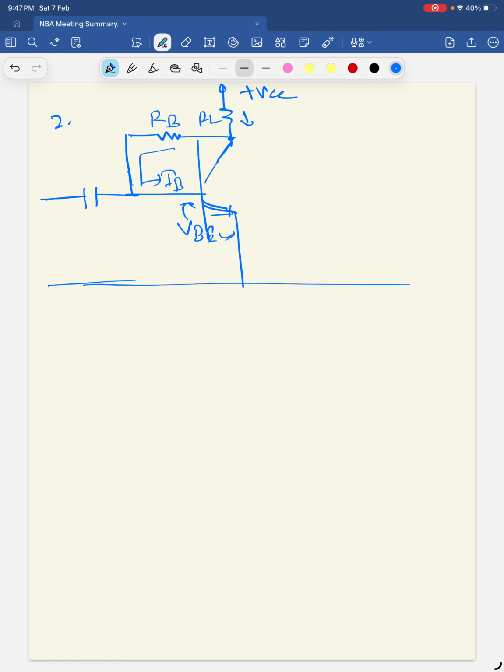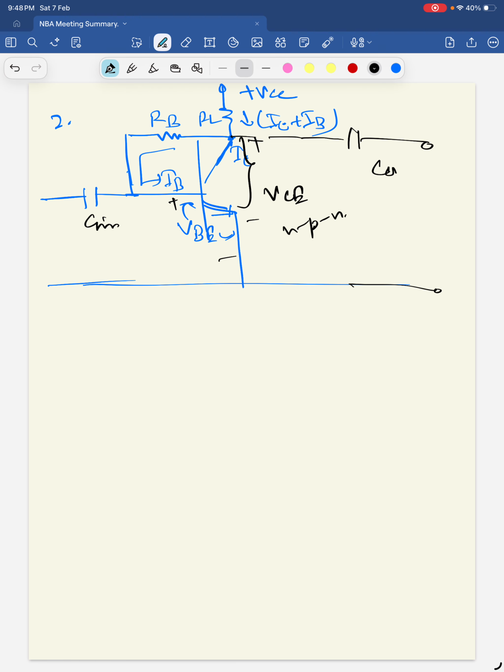This is now the current IC. So this current should be IC plus IB. Why? Because this is IB current, this is IC current. So this current should be IC plus IB. And this voltage is VCE. This is plus, this is minus. So this is an NPN transistor. Here also we can draw some capacitors like the earlier circuit. This is not important. C in, C out.